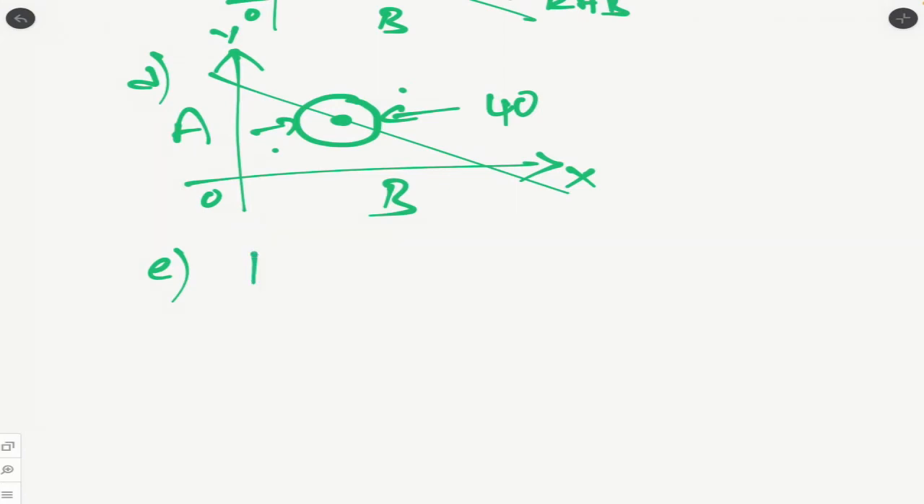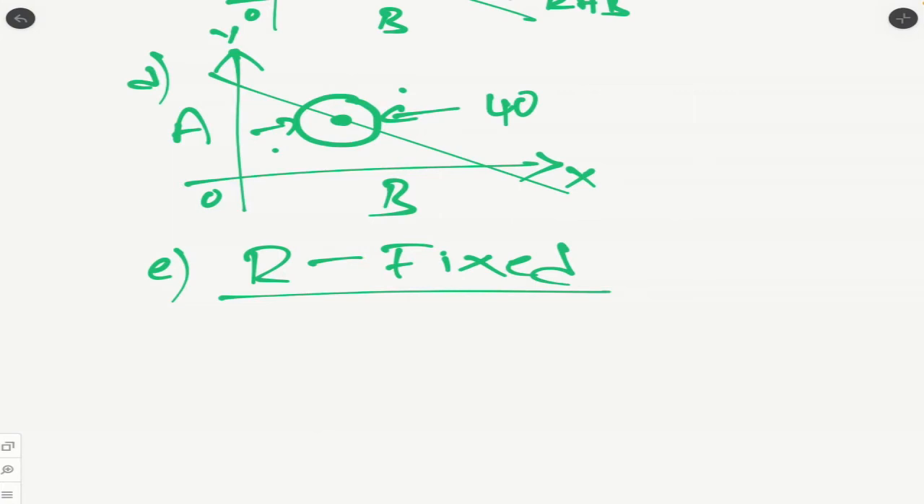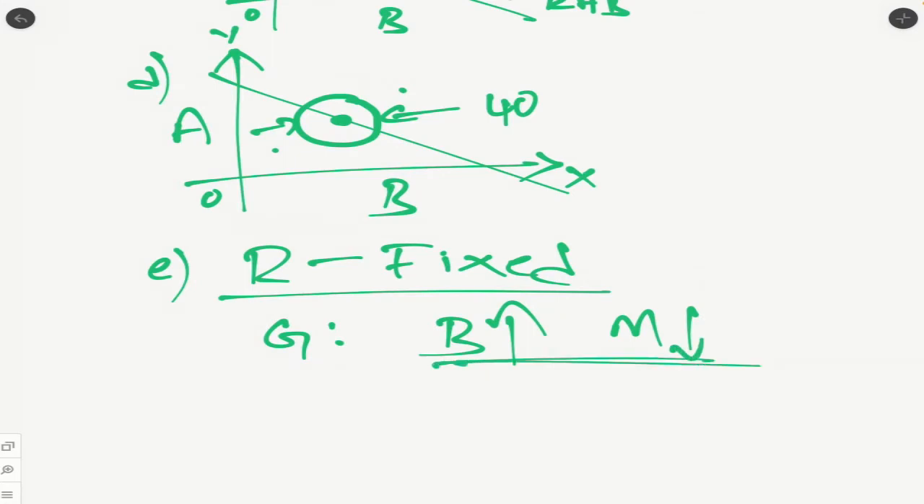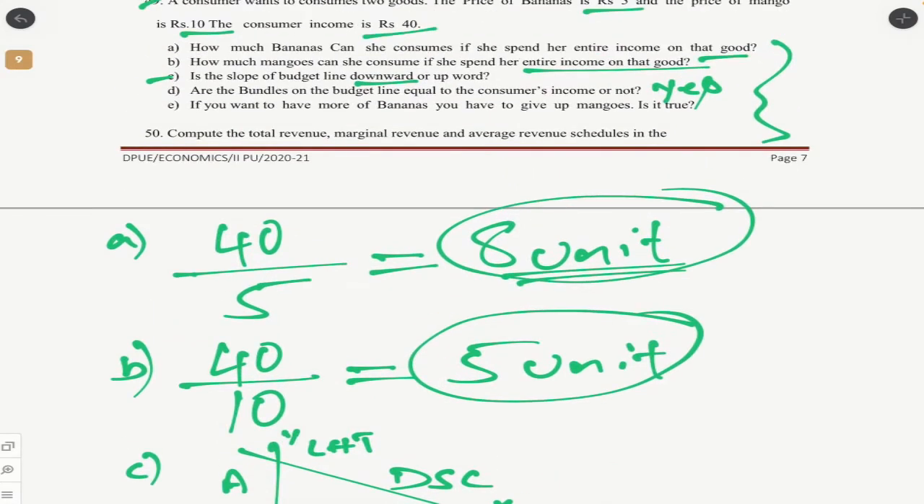Always remember, the resources are fixed, or the resources are scarce in nature. So if we have to increase the consumption of one good, say in this case it is banana, then the consumption of mangoes will definitely go down. So this is something which we have to remember. So the question here for us is, if you want to have more bananas, you have to give up mangoes. Is it true? So the answer for this is true.